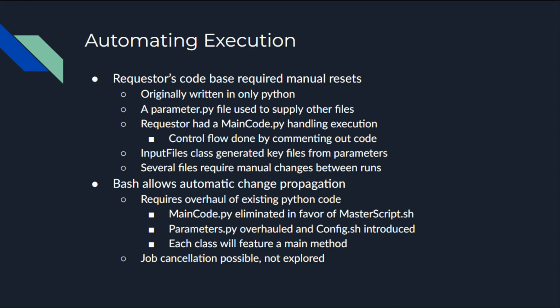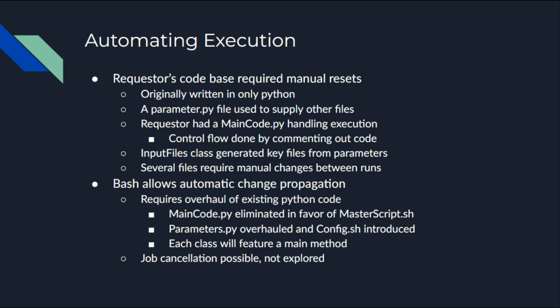So he had a class for generating those files, and then several other files that he had, such as his slurm sbatch script, would require fine-tuning the name of the actual file path, and that was something that we figured could be done in Bash pretty easily and done automatically. So in order to migrate his existing code to Bash and have this automatic change propagation, several of his Python files had to be overhauled or completely eliminated.